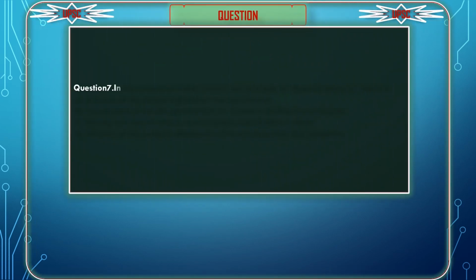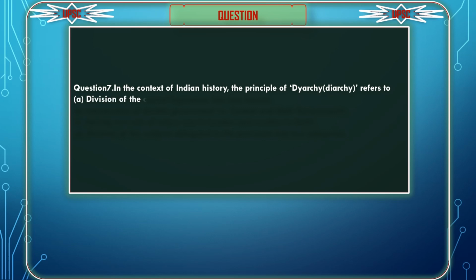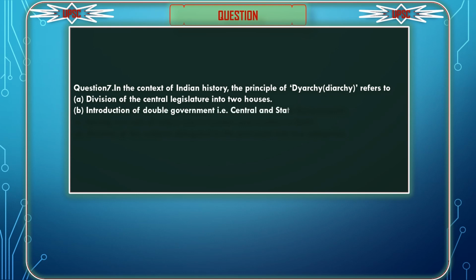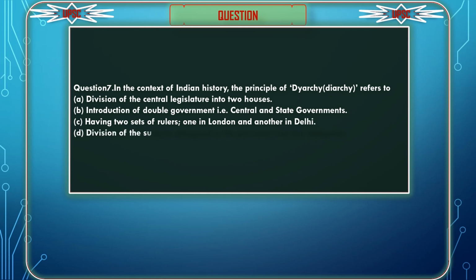Question 7. In the context of Indian history, the principle of diarchy refers to A. Division of the central legislature into two houses. B. Introduction of double government, i.e. central and state governments. C. Having two sets of rulers, one in London and another in Delhi.